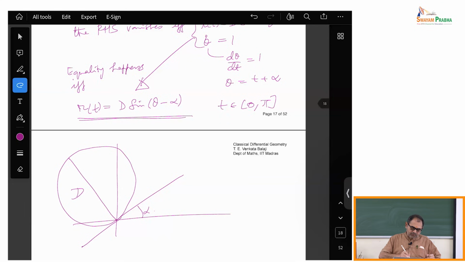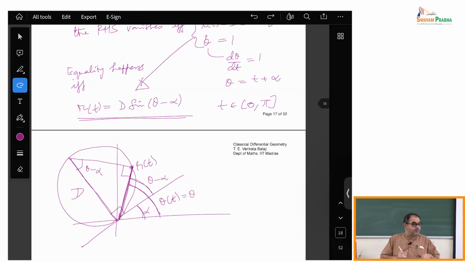Then if you take some point given by r of t, which is given by this angle which is going to be theta of t, then you see that if you join, this whole angle is theta, and this is alpha, so this angle is theta minus alpha, and therefore this is also theta minus alpha, and this is d. This angle is also 90, and therefore this distance is going to be d sine theta minus alpha.